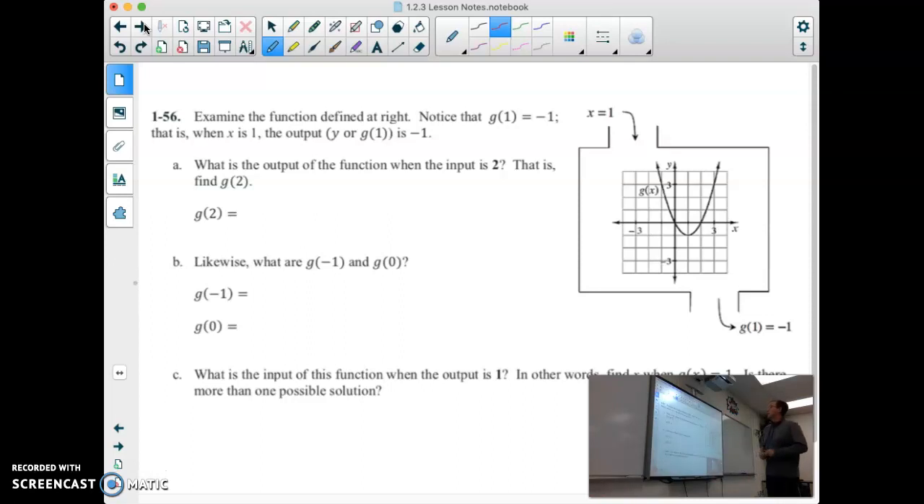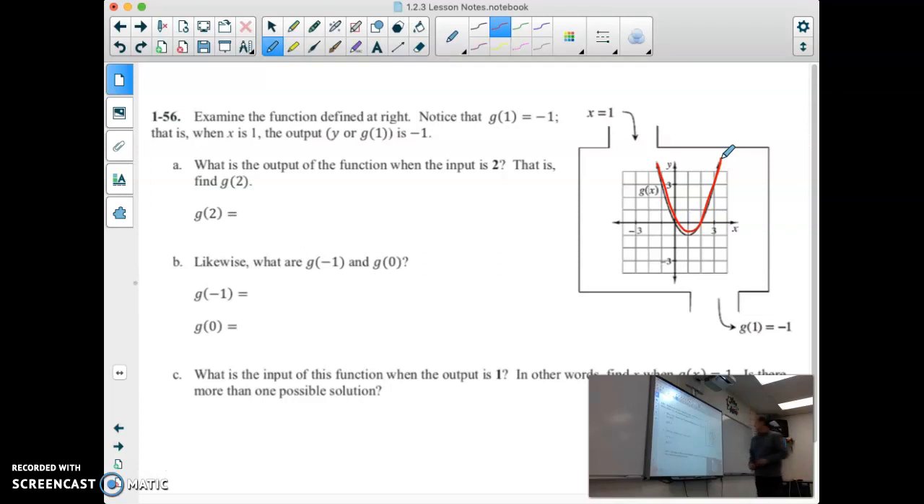All right, so the way we can use this information on a graph and find points a little easier, what is the output of the function if this parabola right here is our function? What is the output of the function when the input is 2? That is, find g of 2.